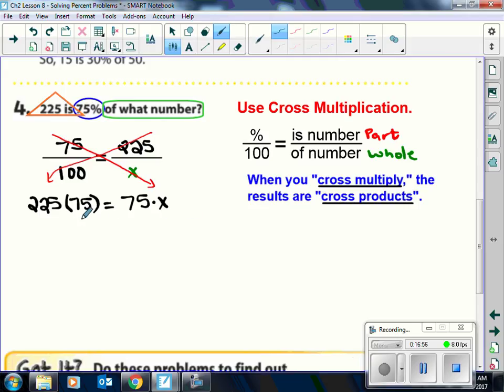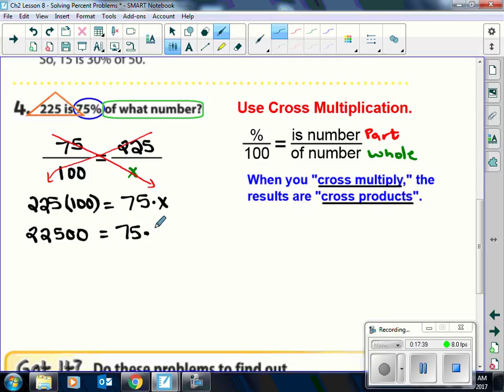So 225 times 75 gives you what? Good job. So good catch there. So here I want to, rather than multiplying times 75, you're right, I need to multiply times 100. Sorry about that. Good catch. So that's going to be 225 times 100. Beautiful. So now 225 times 100 is 22,500. Very good. And then that's going to be equal to 75 times x.